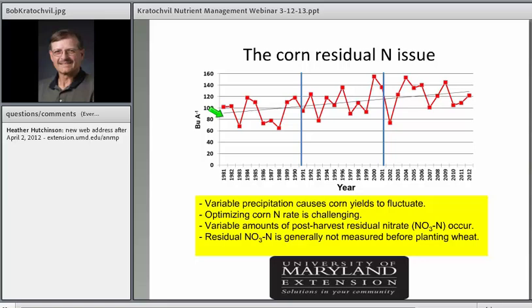Because of this variability in precipitation, it's very difficult to optimize your corn nitrogen rate, primarily because of the last opportunity you have to supply nitrogen to the crop. Because of that, we see variable amounts of post-harvest residual nitrogen remaining. Now, in regards to wheat, this residual nitrogen or nitrate in previous years had generally not been measured. So this research was focused upon utilizing that residual nitrogen.